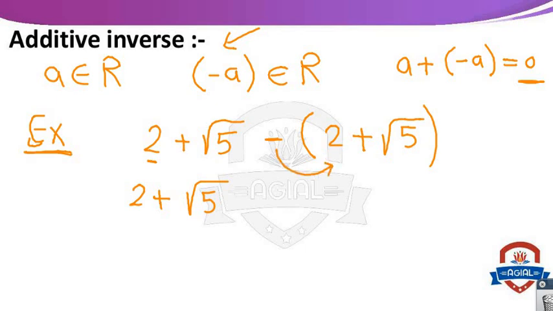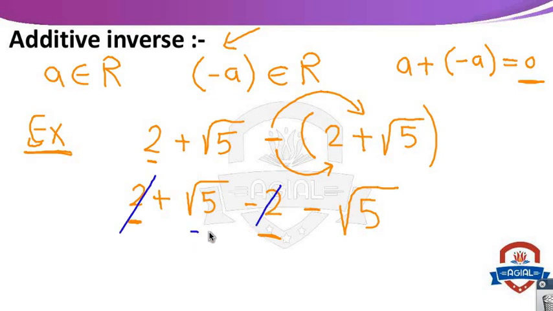We multiply this bracket. We have minus multiply 2, it will be minus 2. And minus multiply positive square root of 5, it will be minus the square root of 5. So 2 with negative 2 will be 0, and the square root of 5 minus the square root of 5 will be 0. So the result here will be 0.